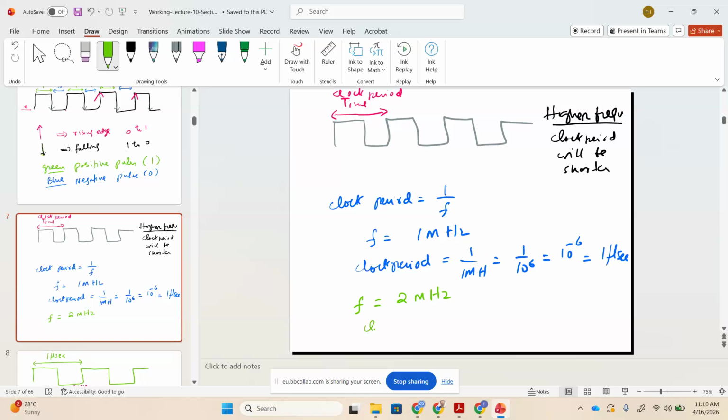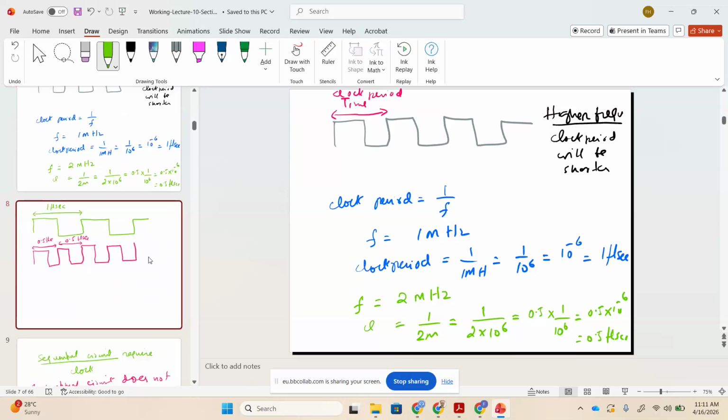So the clock period will be 1 divided by 2 megahertz, and it is actually 1 divided by 2 multiplied by 10 to the power 6, which is 0.5 multiplied by 1 divided by 10 to the power 6, which is 0.5 multiplied by 10 to the power minus 6. It is actually 0.5 microsecond. Got it or not got it? Any question?